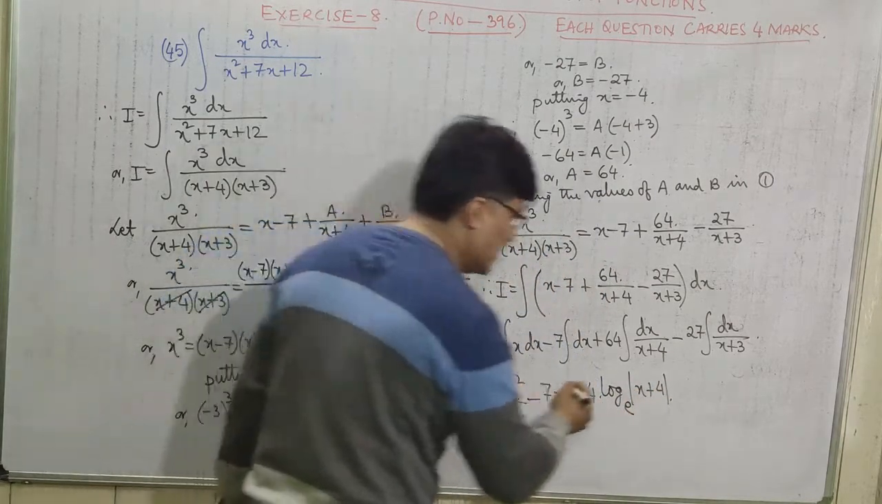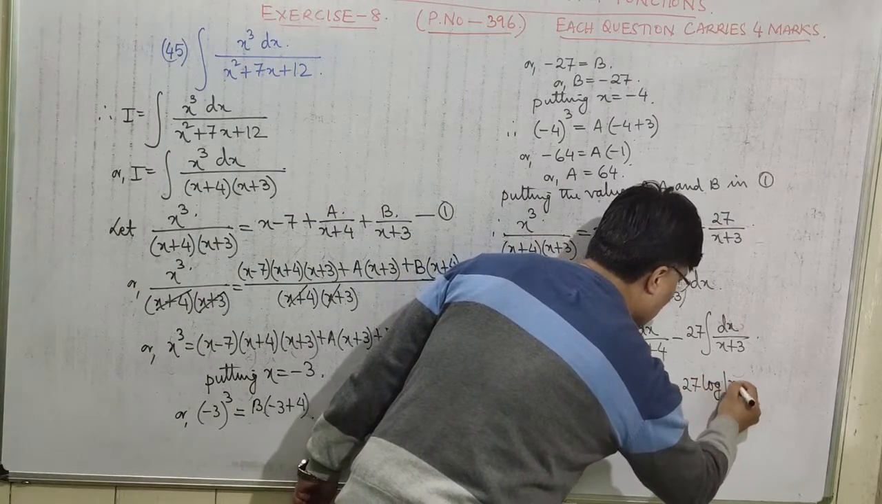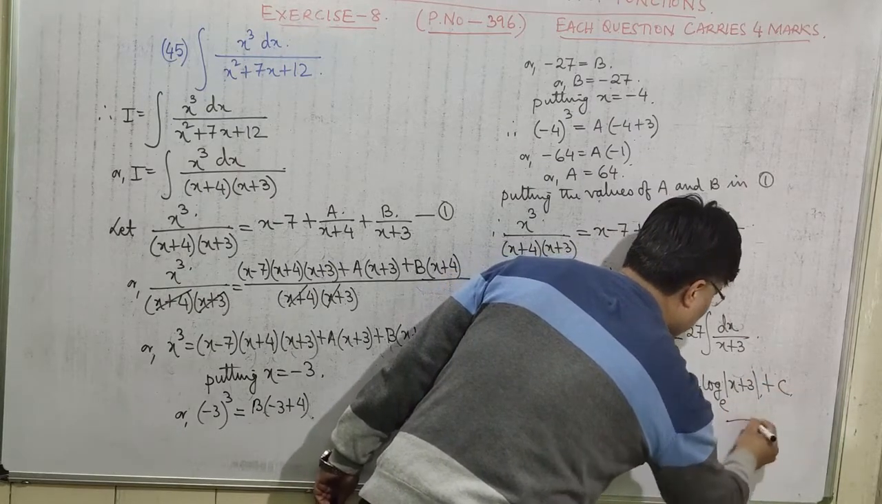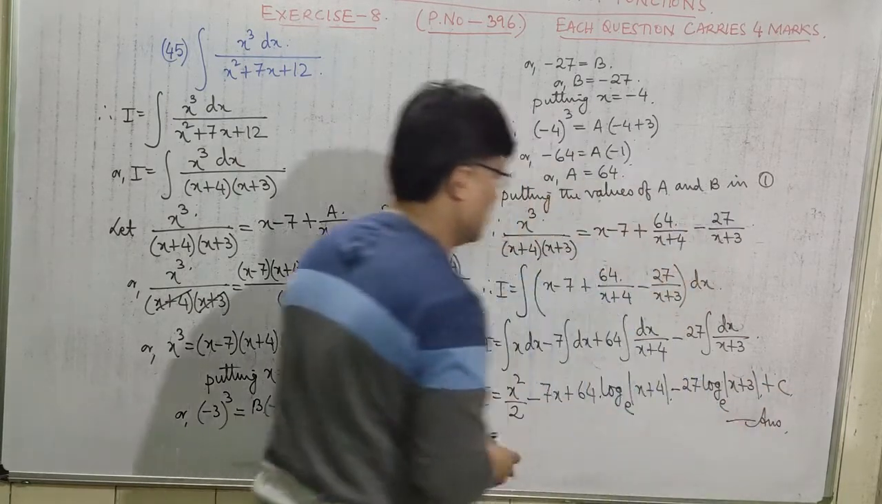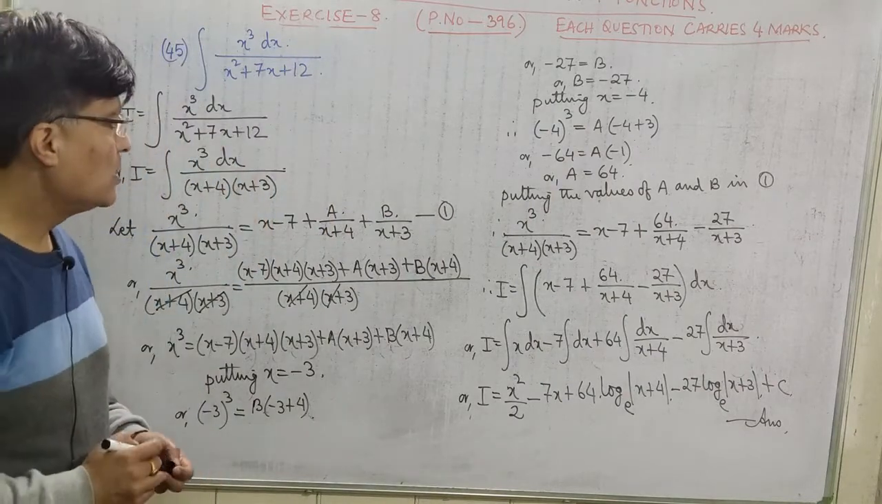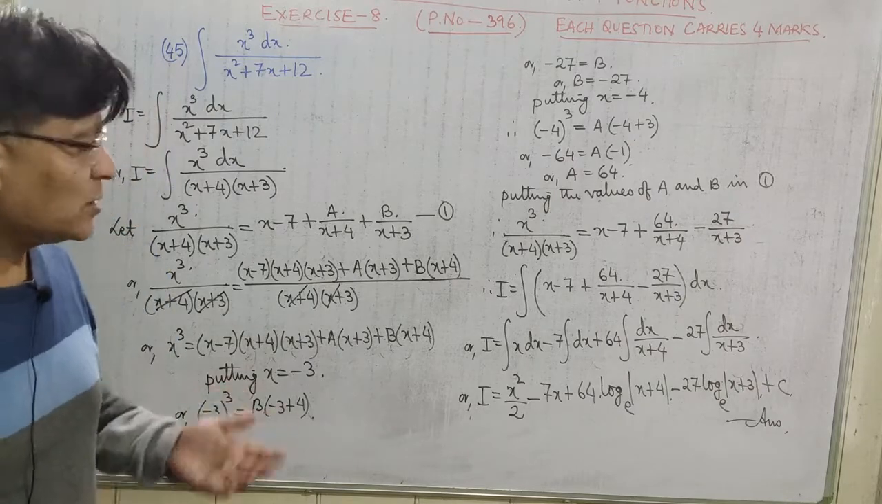You can write down the base e, minus 27, this is log within mod x plus 4 base e. Then what do we write? Plus c. So this is the final answer. So I think you have understood it. So you can copy it. Now we'll do the next question.